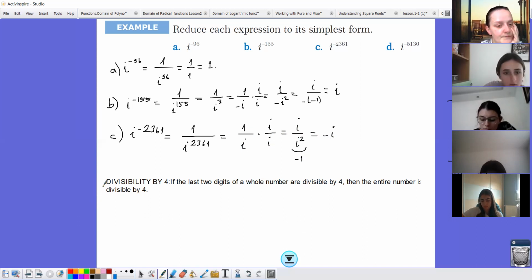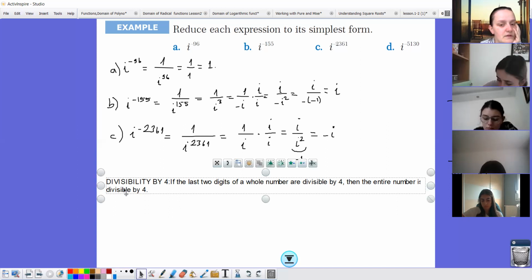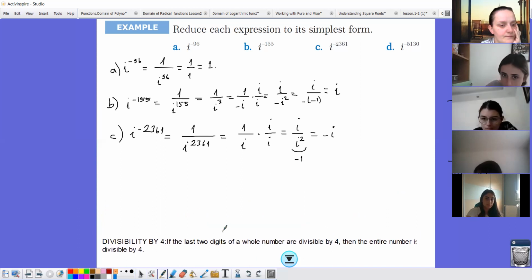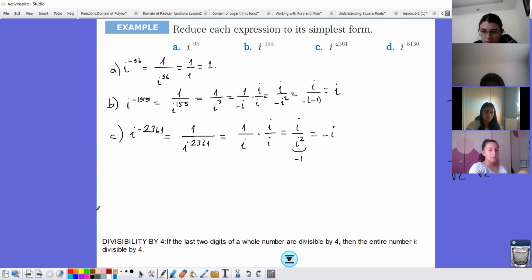The others, girls, it's okay? The negative part, teacher, is kind of more confusing. Yes, it's a bit more confusing, because you cannot do it directly like you were doing with positive ones. You have to do these steps. It's only a bit longer solution.